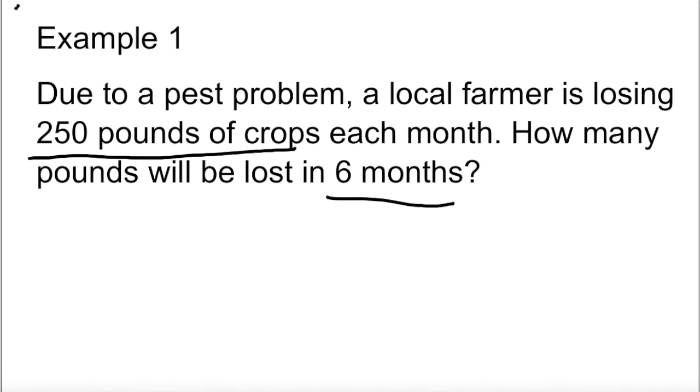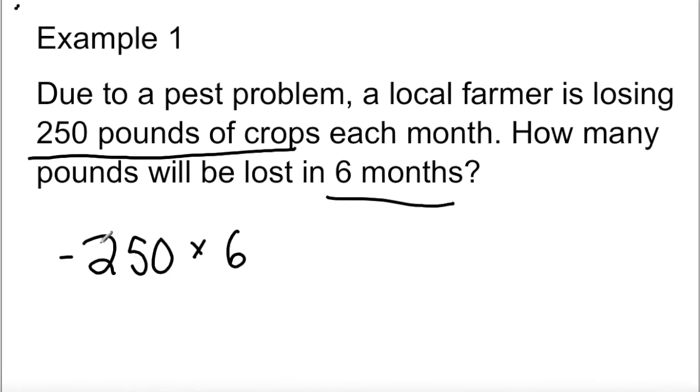Now, I'm first going to identify that this is going to be a negative integer, this 250, because this is the weight of crops that they are losing every single month. Now, I know that I'm going to multiply this integer by 6. So 1, because I know it's taking place for 6 months, and 2, because we're combining the same integer again and again and again. I know that the next month there's still going to be 250 pounds of crops missing.